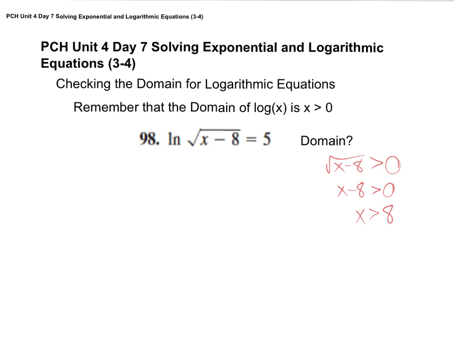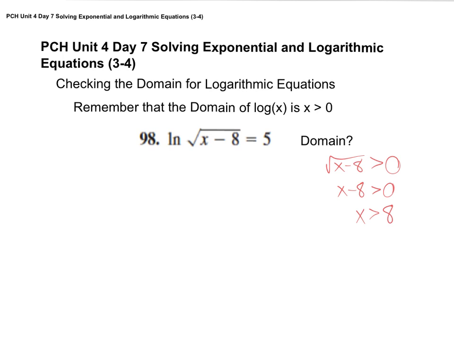Now, when I give you an equation, I'm not necessarily going to ask you what the domain of this is for x. However, when you're told to solve an equation, you need to check to make sure that the results you get are in the domain. Okay?